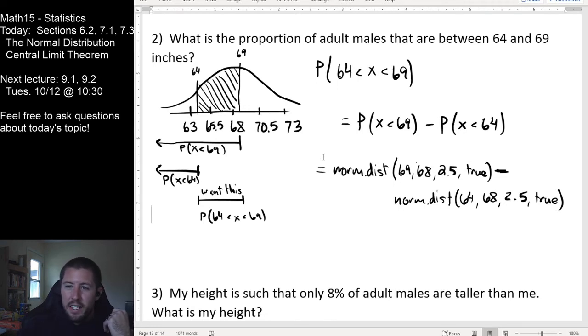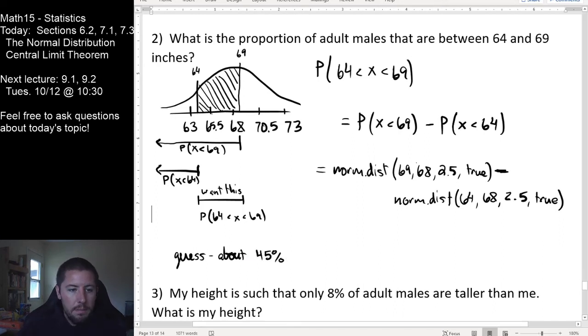I also think that this extra area right here is more than this missing area right here. So I'm thinking more like in the low 40% or something like that. I'm just trying to make some ballpark estimates using the empirical rule. So 40, 45%, something like that. This looks to me like maybe less than half of all the area out there. So about 45% is my guess. All right, so let's go hit this in Excel.